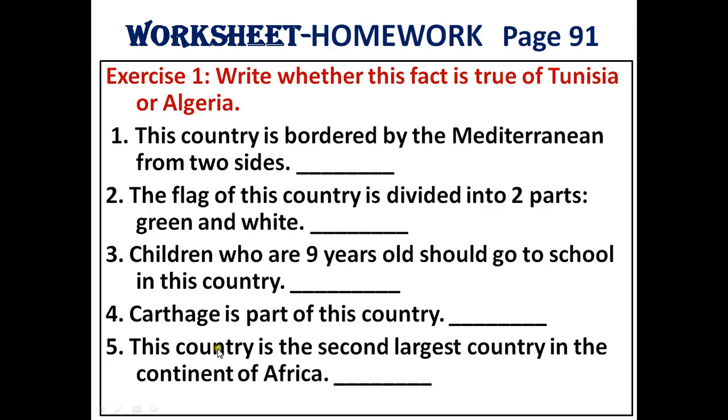The next is: Carthage is a part of this country. As we have seen, Carthage was a series of cities on the Gulf of Tunis which grew to become a major power in the Mediterranean. We have also learned about Carthage being a UNESCO World Heritage site. So here you have to write the name of the country.